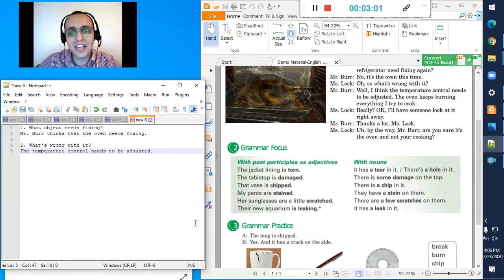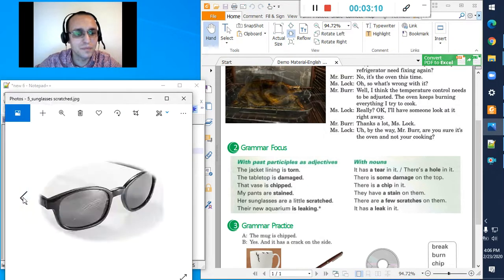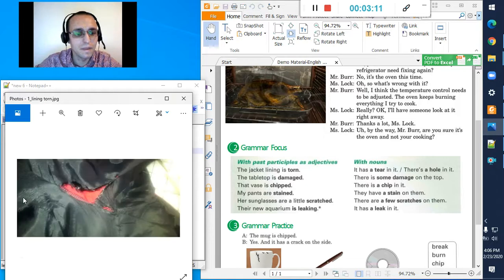The jacket lining is torn. Yes. Okay, please look at the picture. What can you see there? Okay, a small hole. So the lining, the jacket lining is ripped up, is pulled apart. Okay, so what is a tear? It's a hole or a rip. Great. Next one. The tabletop is damaged.